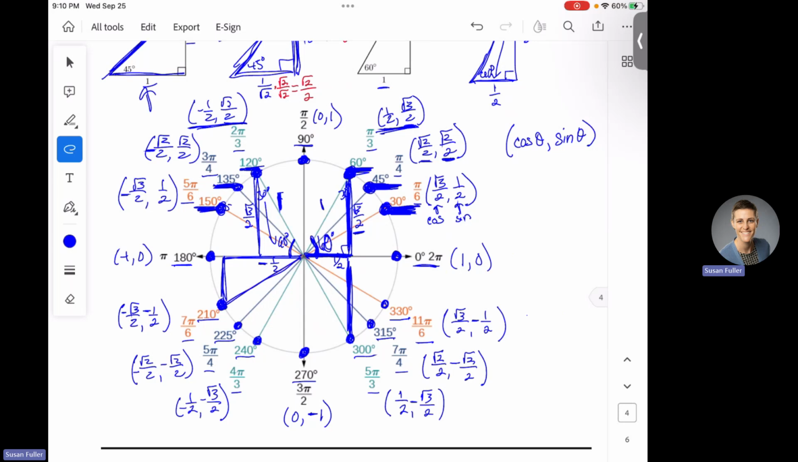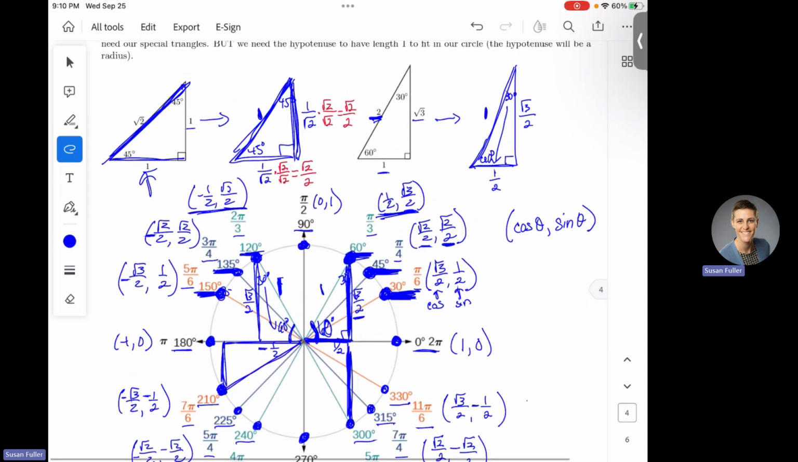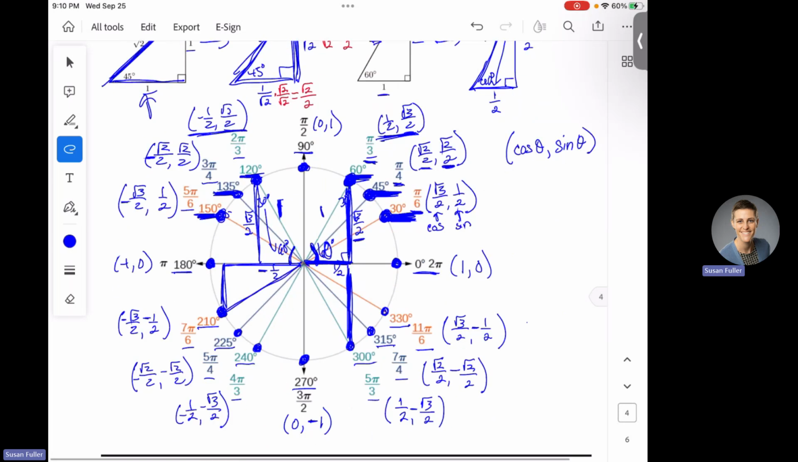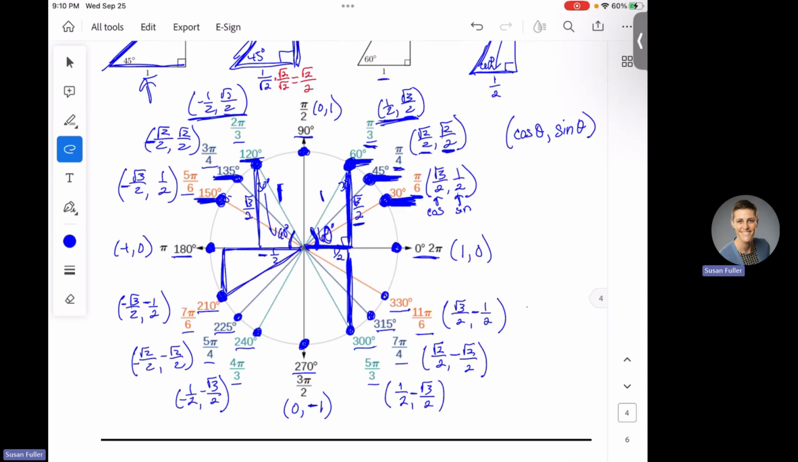So this feels like a lot to memorize, but it all comes down to these two special triangles and where they go, or you just need to memorize this first quadrant. You need to know the ordered pairs for pi over 3, pi over 4, and pi over 6. Everything else is a reflection of those, right? They have the same reference angle, which means it's the same ordered pair, and you just have to adjust the pluses and minuses.